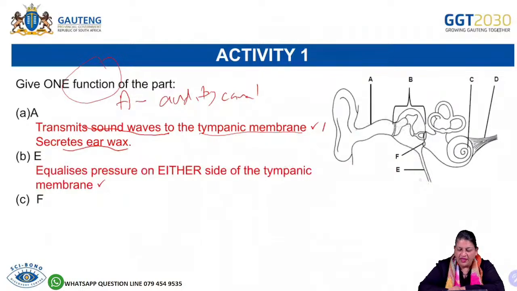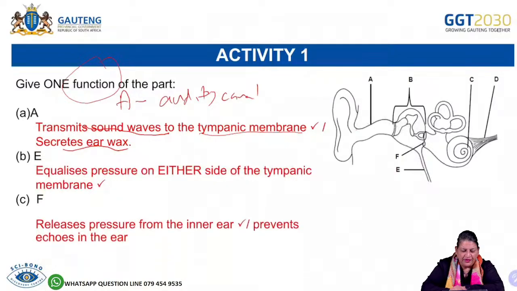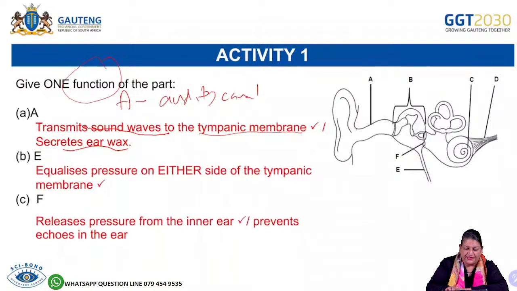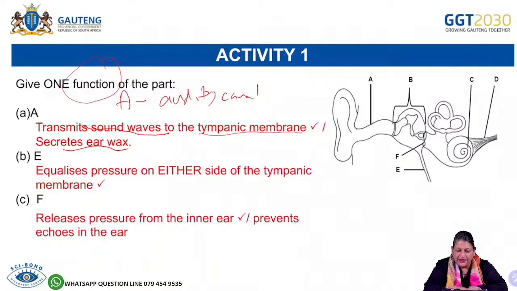Okay, and then F is the round window. And what does the round window do? The round window releases pressure. How does it release? It absorbs pressure waves from the fluid of the cochlea, so that sound is not distorted, so that sound is clear. There are no echoes. An echo is like saying hello and hearing it again. So the round window absorbs pressure waves to prevent echoes. All right, let us look at the next one here.